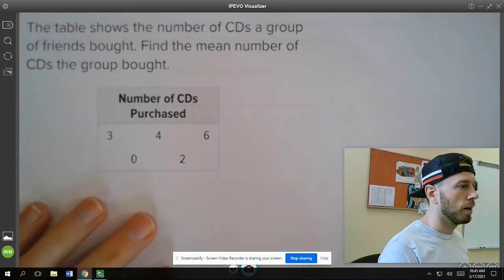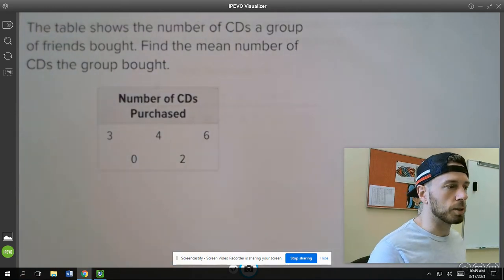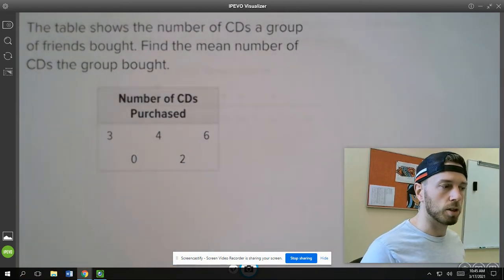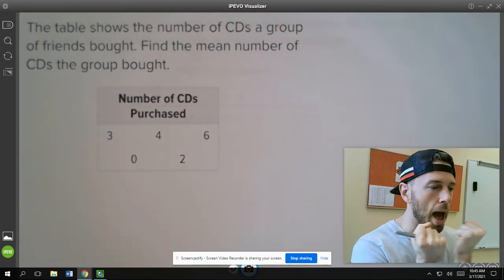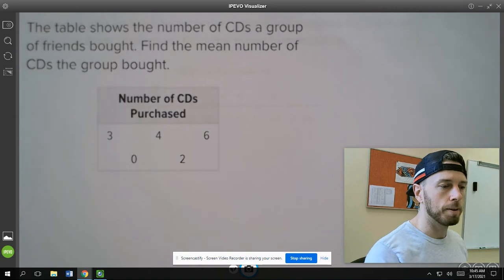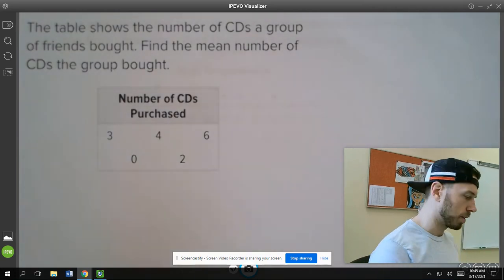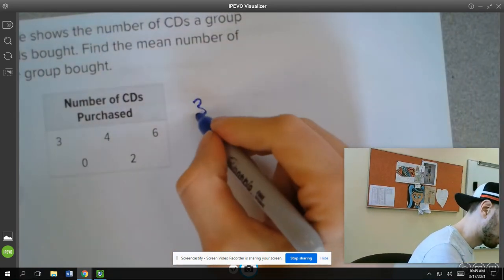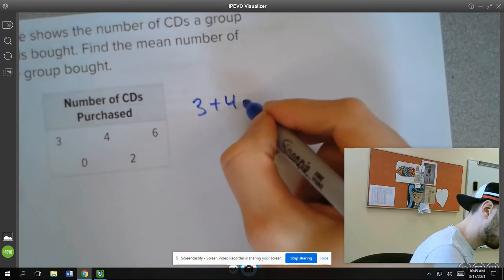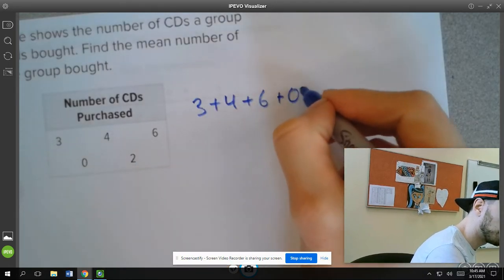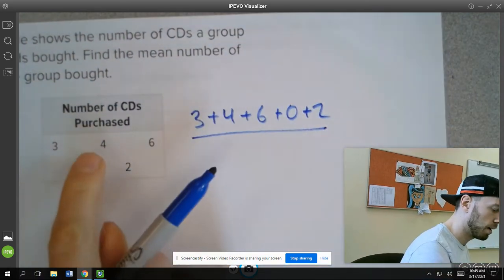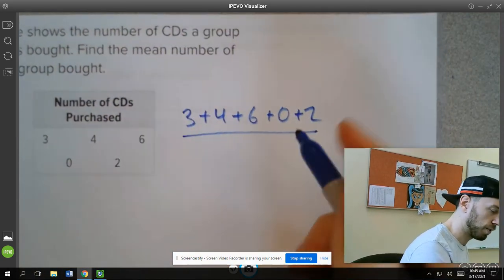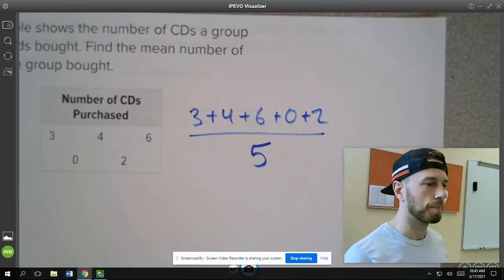Here's the next example. The table shows the number of CDs a group of friends bought. Find the average number of CDs they bought. So you take every piece of information in there, add them up, and then divide by how many numbers there are. You would add together 3 plus 4 plus 6 plus 0 plus 2, and divide by 5, because there are 5 numbers.